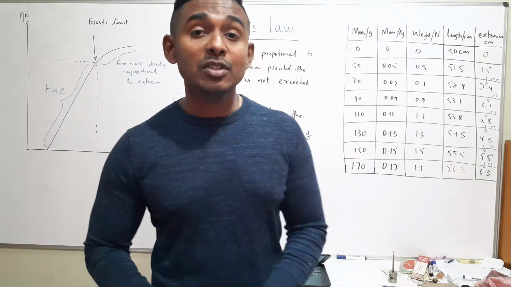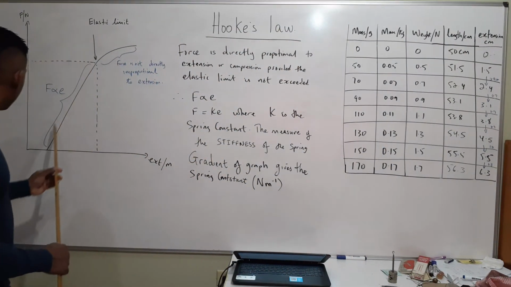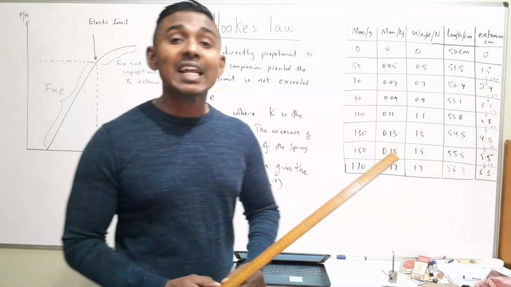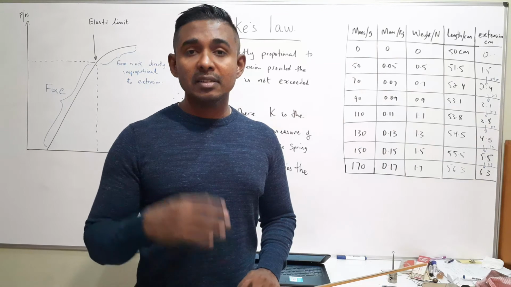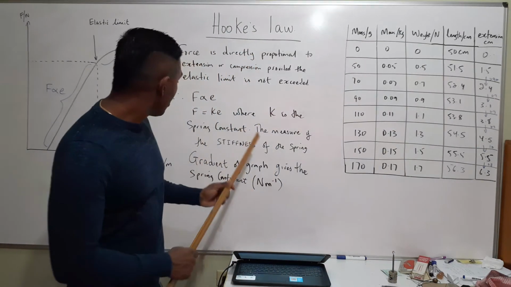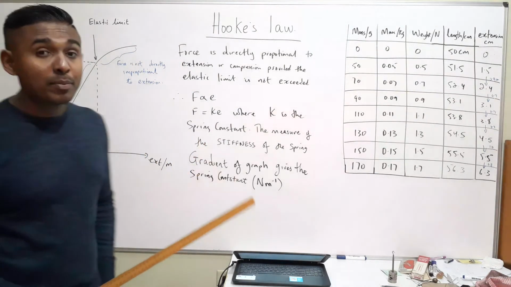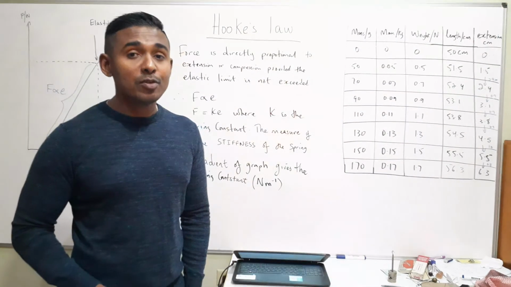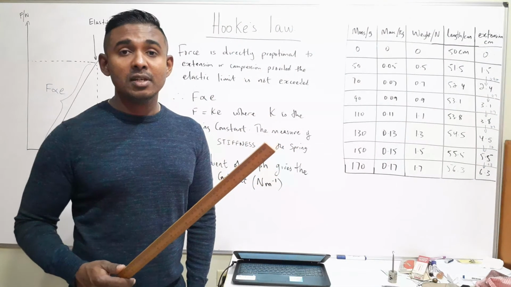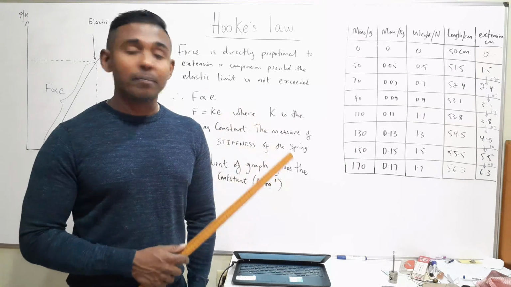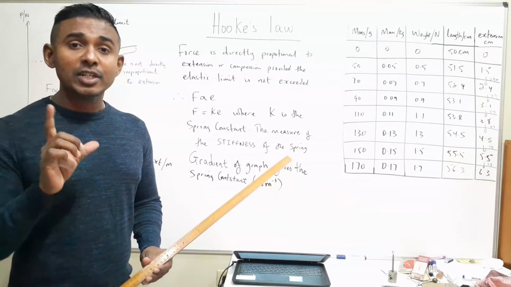The next thing I want you to do from that graph is find the gradient of the proportional section, the straight line section of the graph. And that will give you the spring constant. So the gradient of this straight line section, that directly proportional section, will give you the spring constant for this particular spring. So you're going to find the gradient of that straight line section for me.